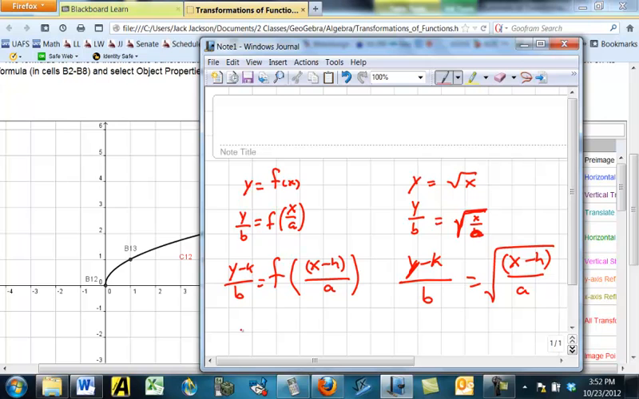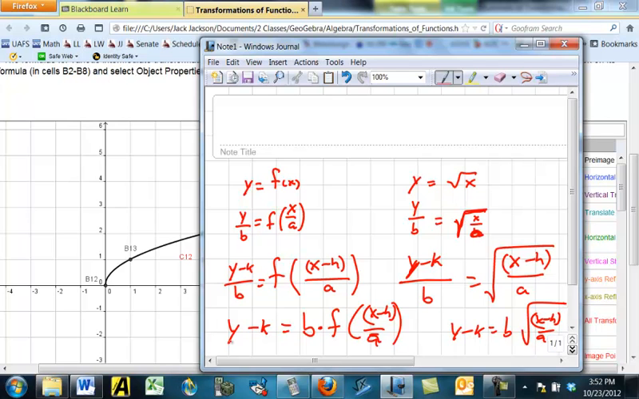Okay, now if I solve this for y, I'm going to multiply by b first. So over here that's y minus k is b times the square root of this. And then I'm going to add k.